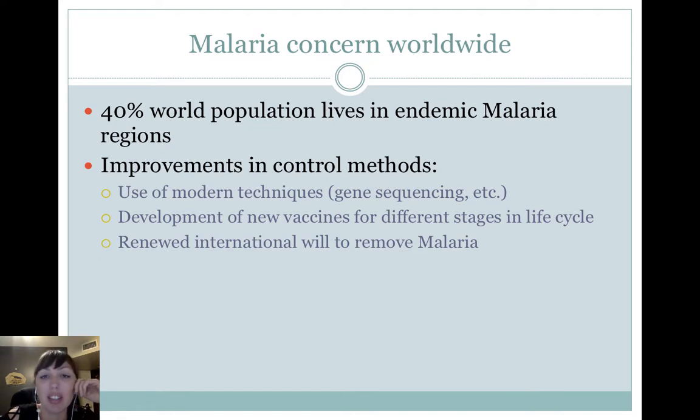Improvements in control methods would include the use of modern techniques like gene sequencing, development of new vaccines, and renewed international will to remove malaria.